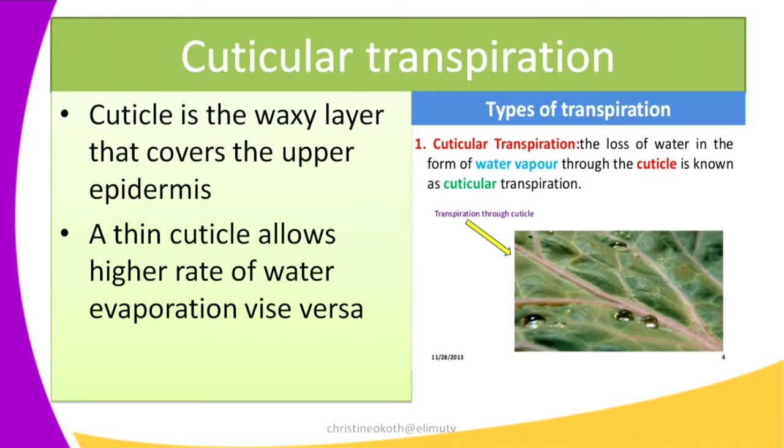So the cuticles are normally found at the surface of the leaf. So they help in the loss of water in the form of water vapors through the cuticle. The thinner the cuticle, the more water it's going to lose, while vice versa, the thicker the cuticle, the less water it's going to lose to the environment.